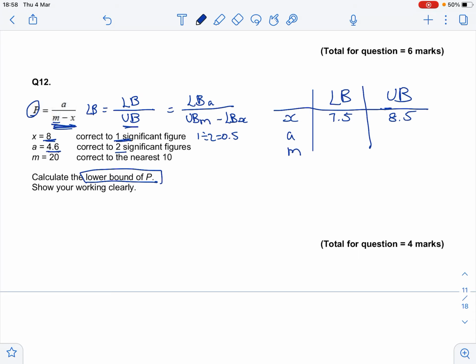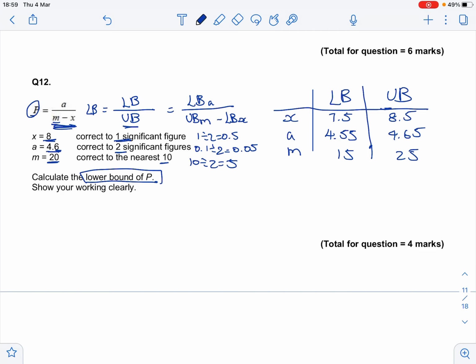A is 4.6 and it's rounded to 2 SF, so it's my tenths. So it's 0.1 divided by 2, which is 0.05. So subtract to give me the lower bound, which is 4.55, or 4.65 for my upper bound. For my M, it's rounded to the nearest 10. So 10 divided by 2 equals 5. To find the lower bound, I'm going to subtract 5, which is 15. The upper bound is going to add 5, which is 25.